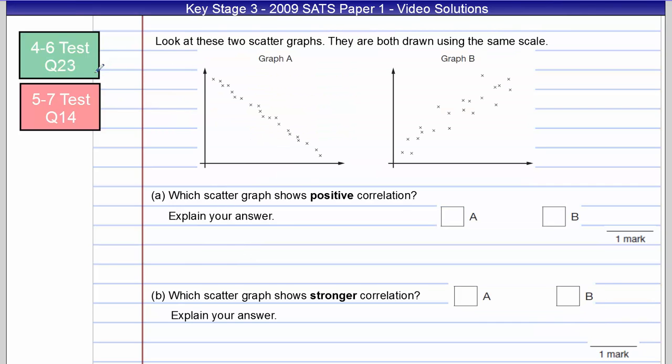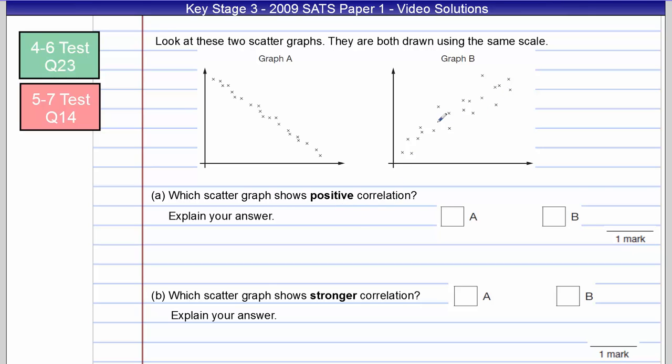Question 23 on the 4-6 test. Question 14 on the 5-7 test. Look at these two scatter graphs. They are both drawn using the same scale. So we've got graph A and graph B. Which scatter graph shows positive correlation? Positive correlation means as one thing is increasing, the other is increasing as well.